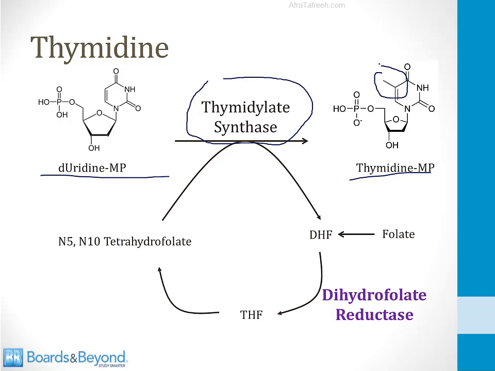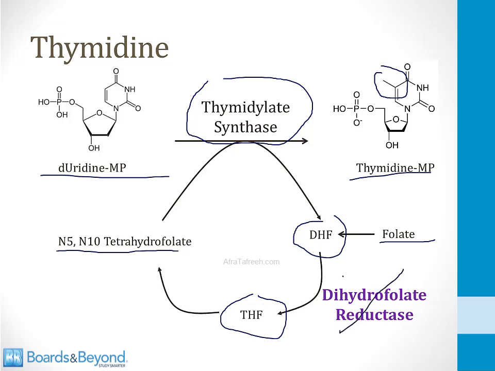In order for thymidylate synthase to carry out this reaction, it requires a cofactor called N5-N10 tetrahydrofolate, and this cofactor is derived from folate in our diet, which is converted to dihydrofolate and then to tetrahydrofolate by the enzyme dihydrofolate reductase. So when methotrexate inhibits the function of this enzyme, it decreases the pool of N5-N10 THF, and that blunts the ability of thymidylate synthase to make thymidine.